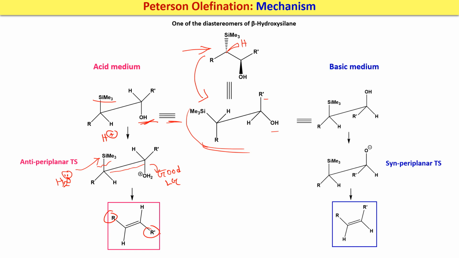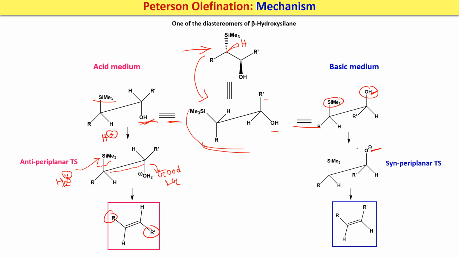Now when it is basic condition, the same molecule, now what I have done, I have again used the equivalent sign. Now I have brought these two groups on the same side, and there is a purpose behind it. So under basic condition, suppose we have taken potassium hydride, this H will be removed and there will be a negative charge generation.